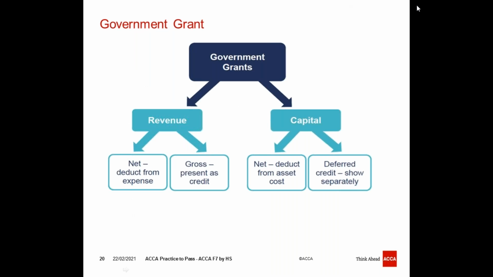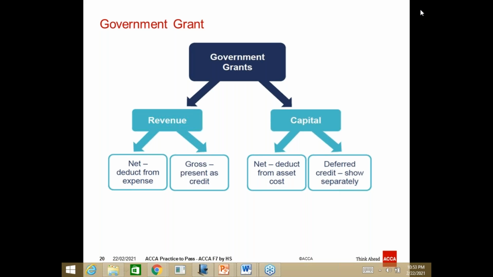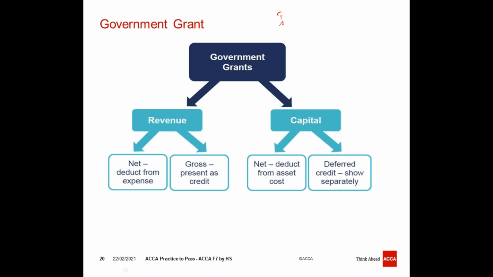Now let's start the new standard, that is IAS 20 Government Grants. Government grant means any type of government support that the government provides to the entity in the form of economic resources. So any type of help that the government provides to the entity in the form of economic resources is called a government grant. It could be a grant related to revenue or a grant related to capital.